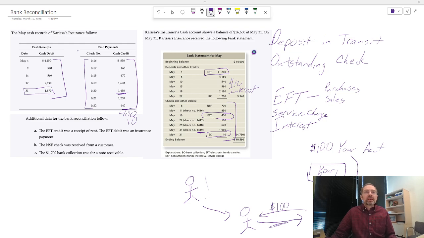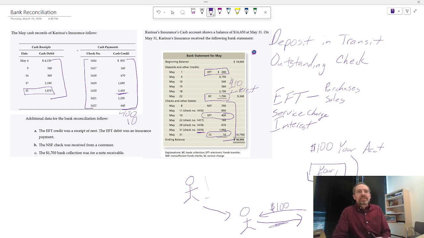All right, and another thing that we might look for is not sufficient funds checks and bank collections. All right, let's look at this bank collection. I have never seen this in real life, but it shows up in every single accounting homework problem I've ever done on bank reconciliations. I don't know authors' fixation on these note collections.